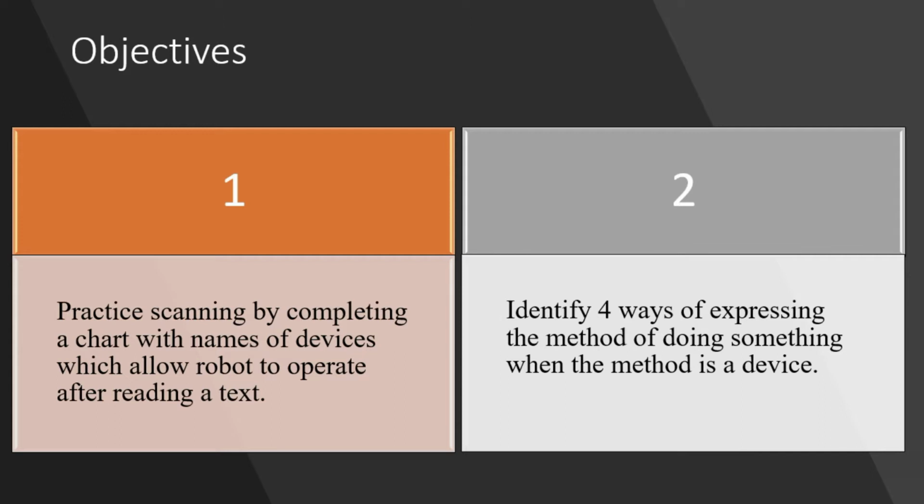If you remember, in our last lesson, we looked at how to explain the method of doing something when the method is an action, using by followed by verb with ing. For example, you activate the ticket machine by touching the screen. In this lesson, we will look at how to express the method of doing something when the method is a device.